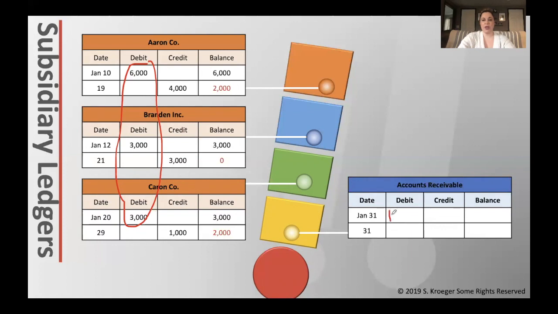So we're going to just make one entry here into the debit spot of 12,000, and then update the balance as 12,000. This is assuming there was nothing prior. That's step 1. Step 2 would be to then add up all the credits. So here's all the credits. We have 4,000, 3,000, and 1,000. When you add that up, you get 8,000.